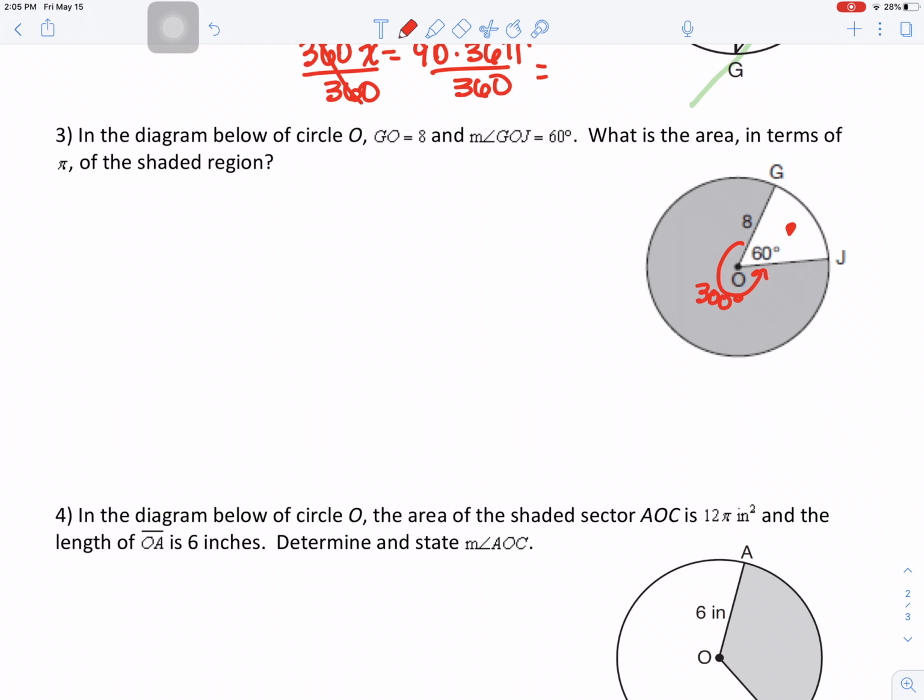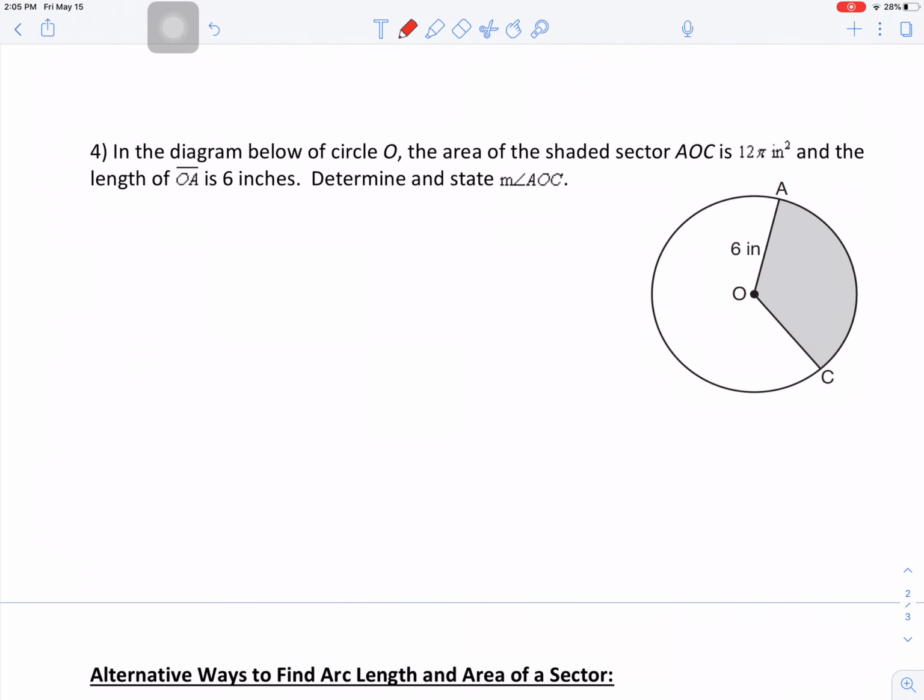the whole circle, because you won't be getting the whole, you'll be getting the shaded part and you want the unshaded part. Okay? In the diagram below of circle O, the area of the shaded part is 12 pi inches squared and the length of OA is 6. How big must the angle be? Okay? So we know what the shaded sector is. 12 pi, and square inches is the unit. You don't have to worry about that part. It's just a unit, and not that units aren't important, but for the calculation, you don't need it. The length of OA, that's the radius, is 6 inches, so the area of the circle is 36 pi.